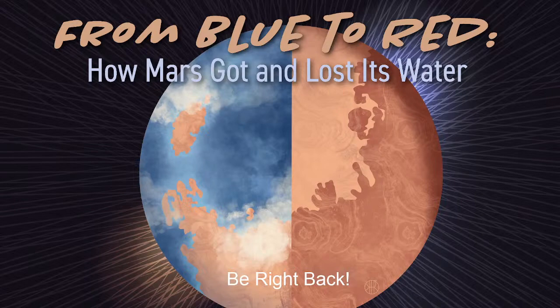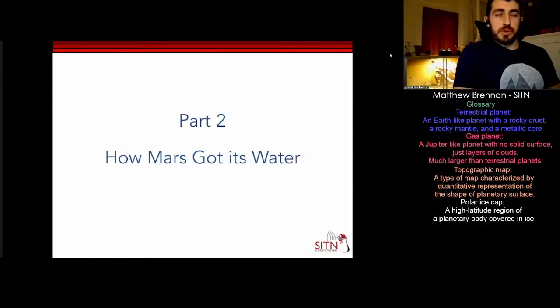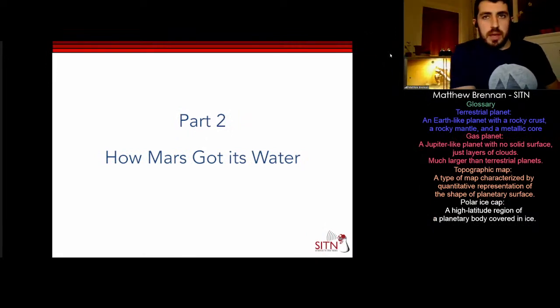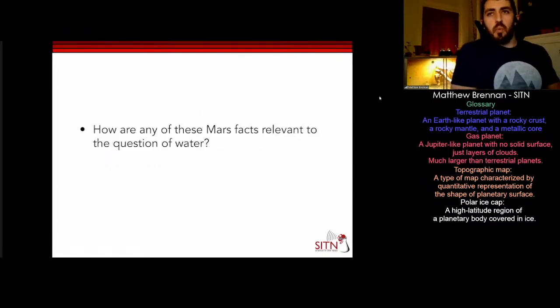Okay. So the second part is going to be about the origin of Martian water. First, I'm going to address a question that you might have had when you were listening to me talk about the structure of Mars in the previous part, which is, what does any of this information about the Martian interior have to do with the presence of Mars water? If there was an ocean on the surface, why does that have anything to do with the composition of the core or the crust, for example?